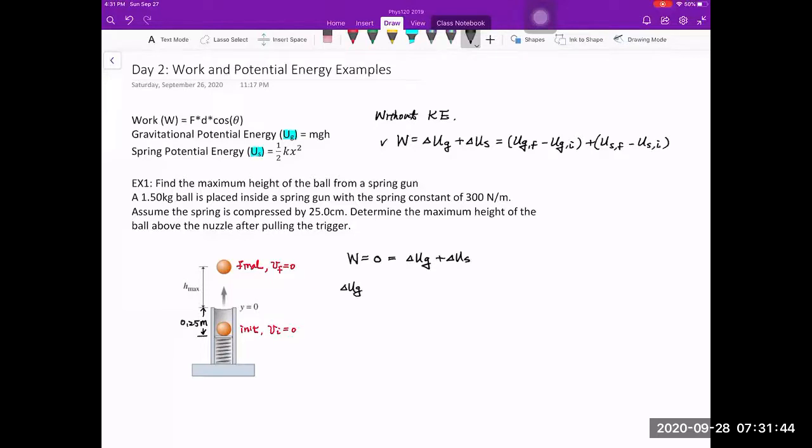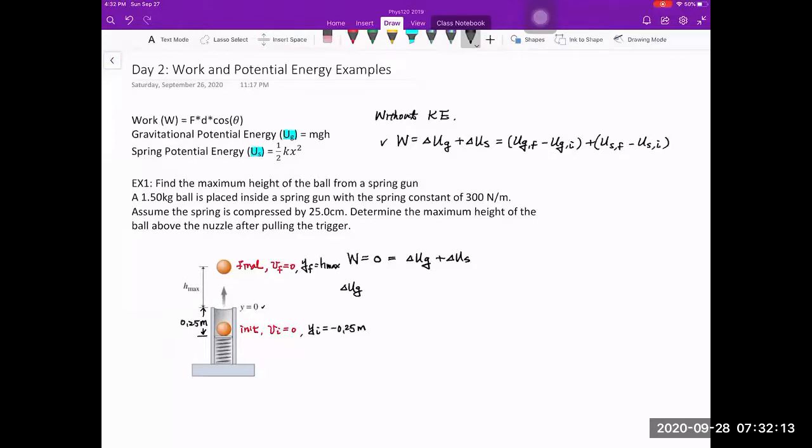Then you have to write down what is the initial height and what is the final height. So our initial height is what? That is not equal to 0. If you define here as 0, this will be negative 0.25 meter. Your final height is going to be the h max, which is something we try to find out.